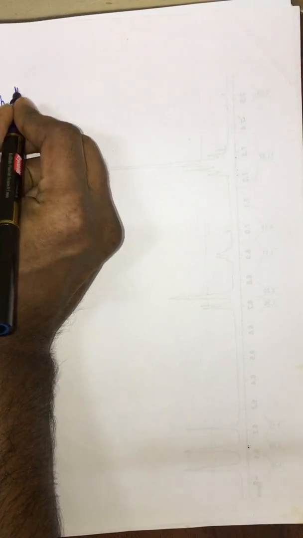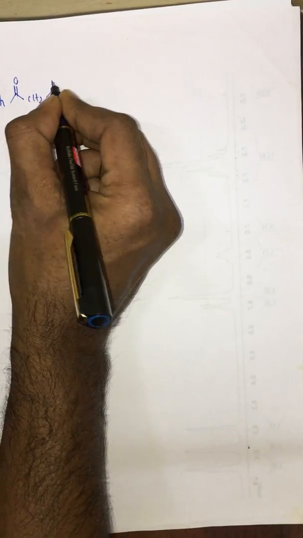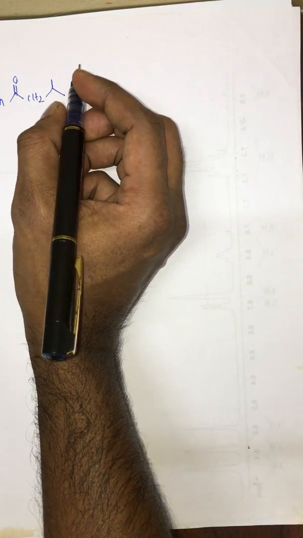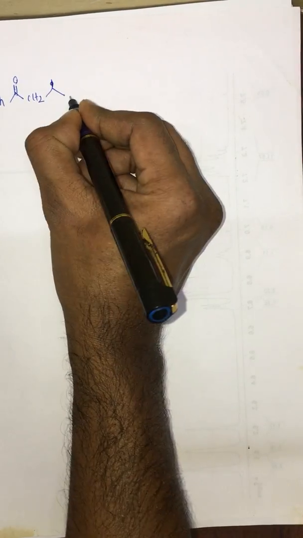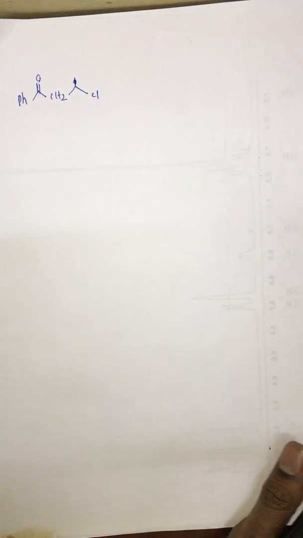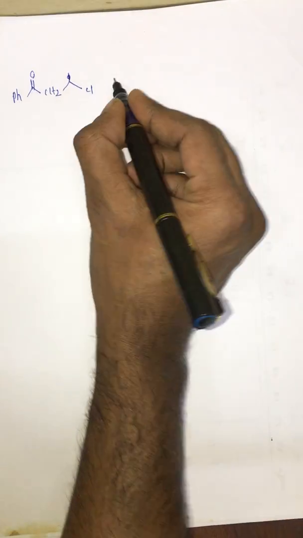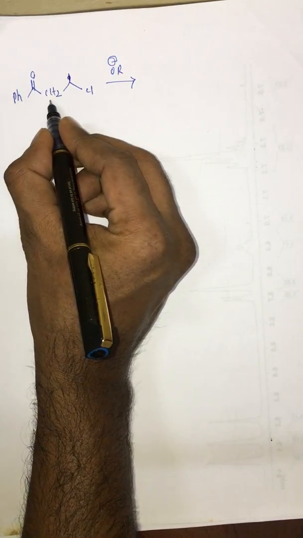pH, CO, CH2, this is CH2 and Cl here. And now we'll see the mechanism for this. Here also we have OR minus that abstracts this proton.